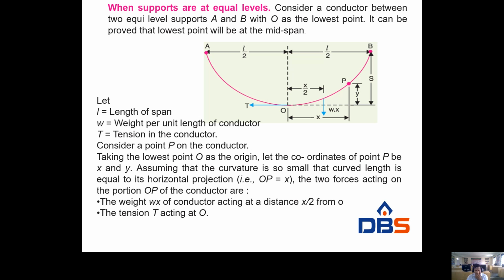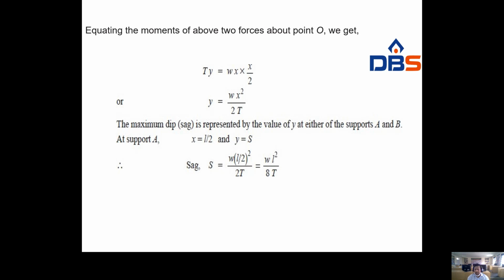That means we have to calculate the sag value. Suppose the two supports are at equal levels, that is, the two poles are at equal levels, with the span L. We have to derive the sag value. Equating the moments of the two forces about the lowest point O, we get Wx multiplied by x by 2 equals T times the coordinate y. So Ty is equal to Wx into x by 2. Therefore y is equal to Wx square by 2T.